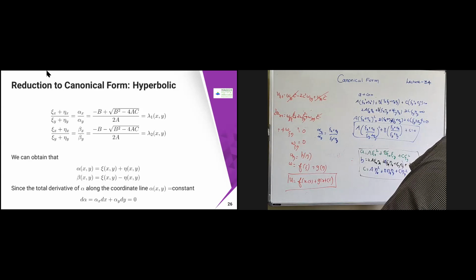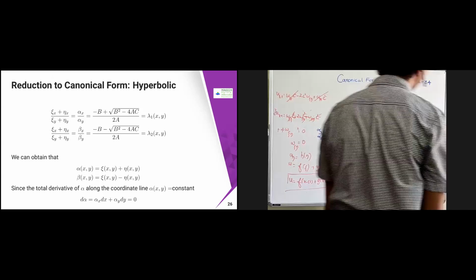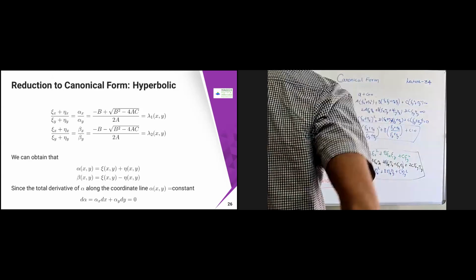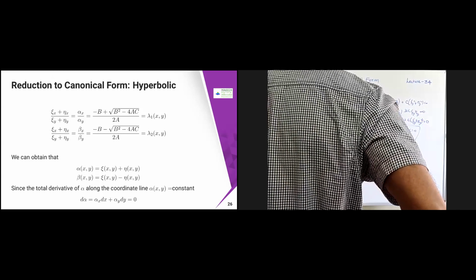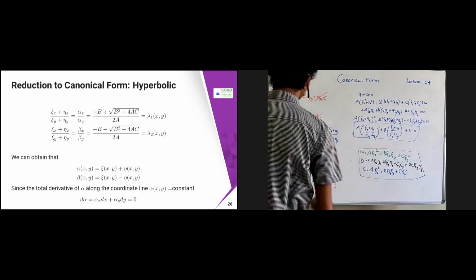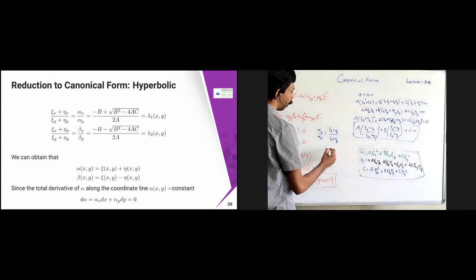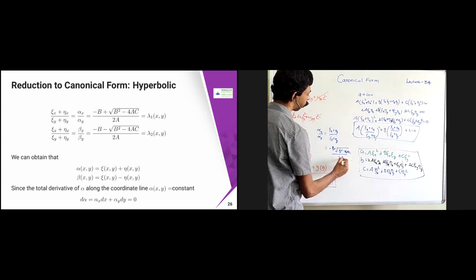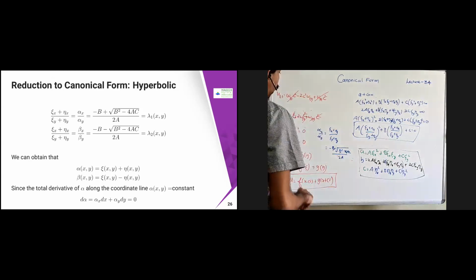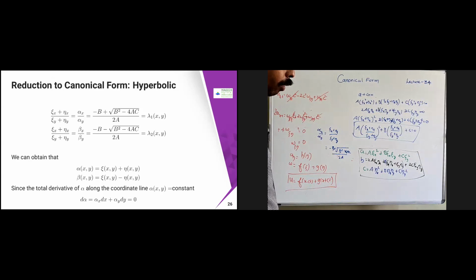In this case, a similar kind of equation is going to come. Same thing, chi x plus chi y. If I solve this one, this is going to be minus b plus or minus square root of b square minus 4ac, divided by 2a. Again, the same kind of logic whatever we did.